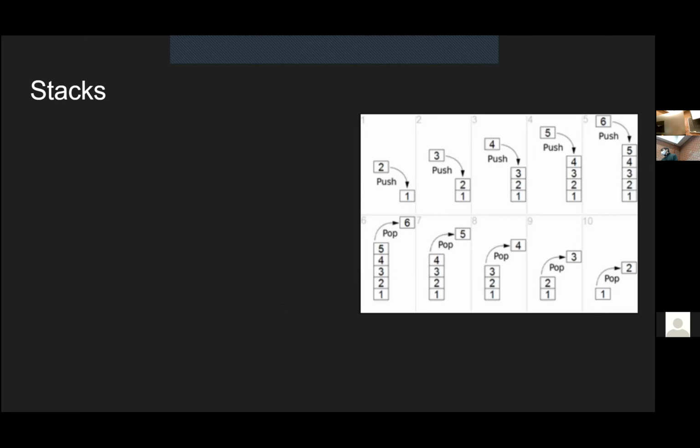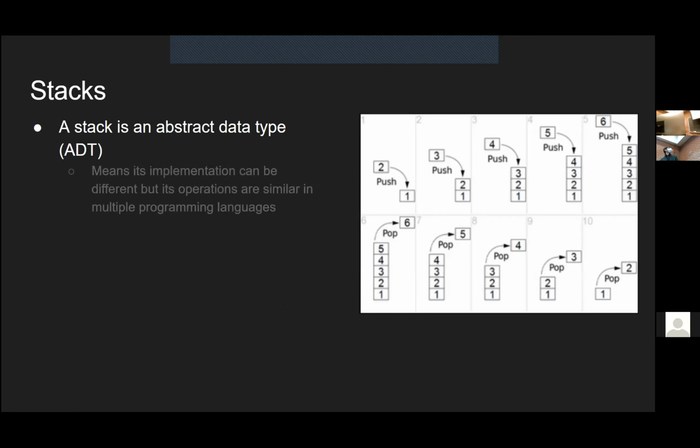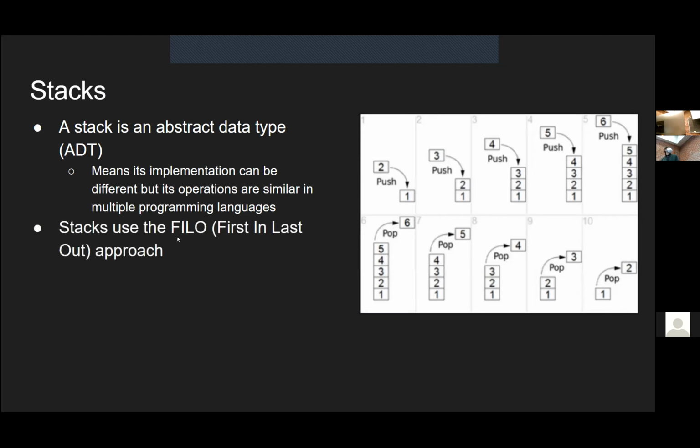Because a stack is an abstract data type, and it's a data structure, right? So its implementation can be different, but its operations are similar in any programming language. Pretty much any programming language you ever use has a stack in it, and they're first in, last out. So what does that mean? For the elements that you have, you push them onto the stack, and when you pop from the stack, when you take elements off the stack, the first one that you're going to remove is the last one you put on.